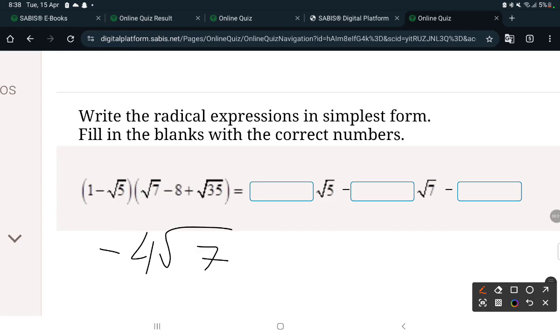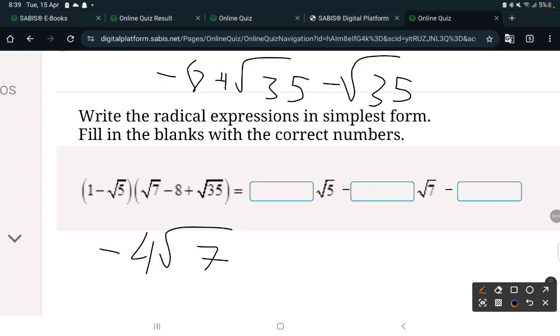So we had minus 8. Let me write them at the top. We had radical 35. We had minus radical 35. And I think that's it. Okay, so since there's nothing outside the radical, it's a 1. And here, same thing. So plus 1 minus 1, 0.